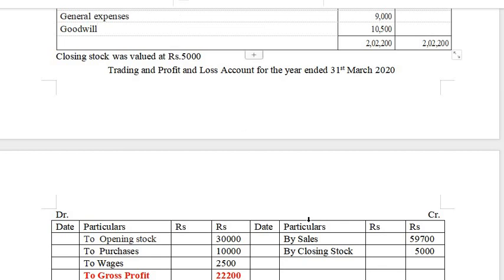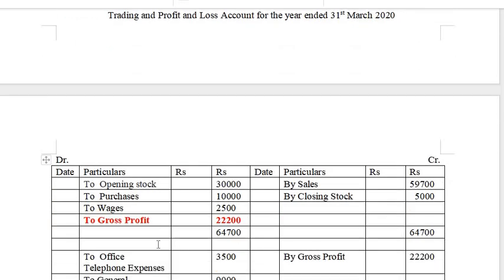The closing stock is 5,000. So then I have to total this side: 59 plus 5, 15,700 plus 5,000. So 64,700. Here only 42,500 is there. So 64,700 is a higher value. That's why I'm taking it as a balancing value. So from 64,700, you subtract 42,500. The balance I'm getting, 22,200, is nothing but your profit.